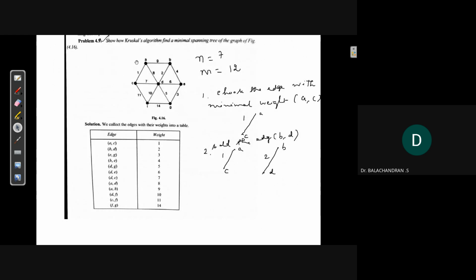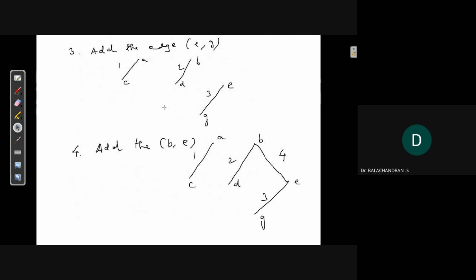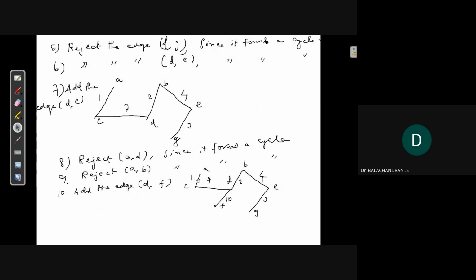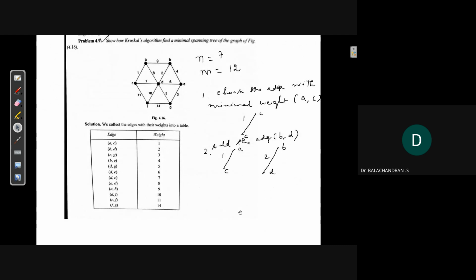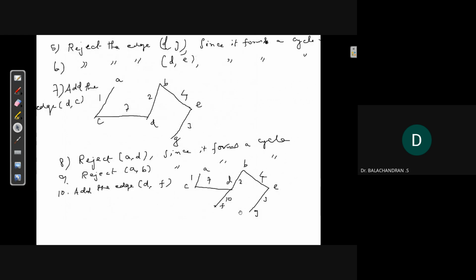Totally 7 vertices: 1, 2, 3, 4, 5, 6, 7. That means I need 6 edges. Check it: 1, 2, 3, 4, 5, 6. One more thing I should check is whether all the vertices are here: A, B, C, D, E, F, G. Yes, from A to G. So this is the required spanning tree.